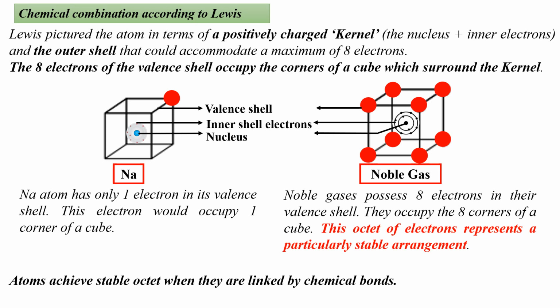Students, look how the atom of sodium is represented. The atomic number of sodium is 11. It is an alkali metal in which the outermost shell is occupied by only one electron. This one electron present in the valence shell of sodium would then occupy a corner of the cube. Now what about noble gases? Noble gases have 8 electrons in their outermost shell. Then these 8 electrons would occupy each of the 8 corners of the cube. Atoms with 8 electrons in their valence shell, or in other words outermost shell, indicate a particularly stable configuration.